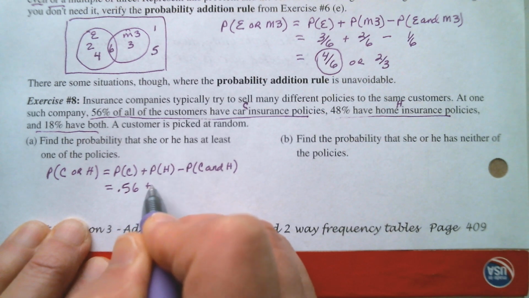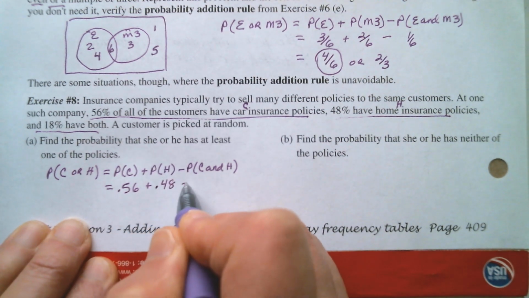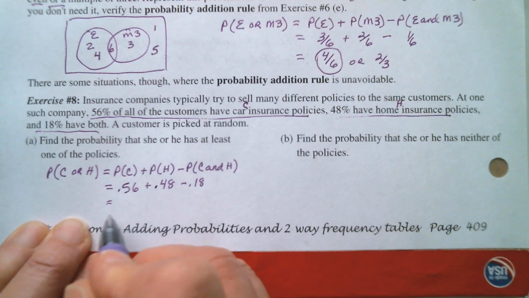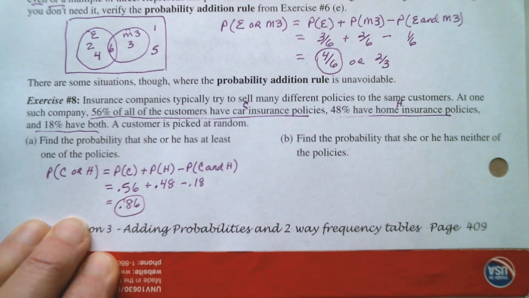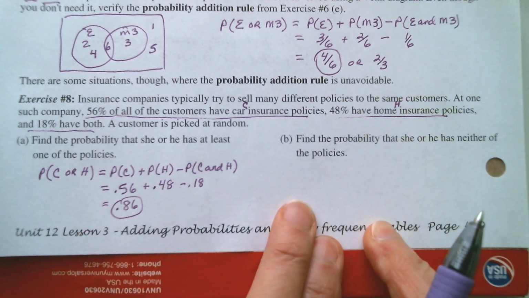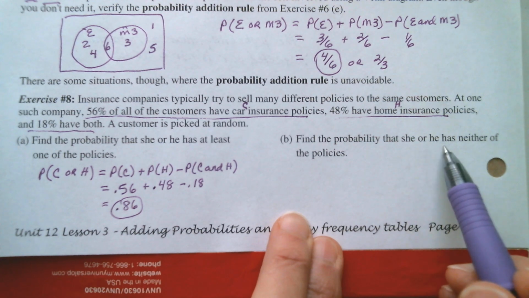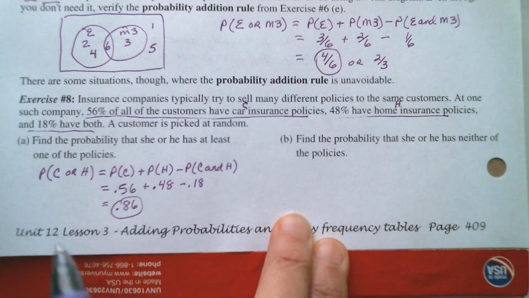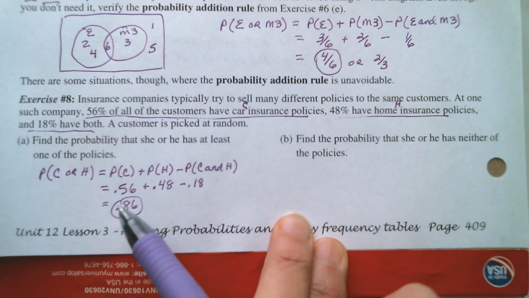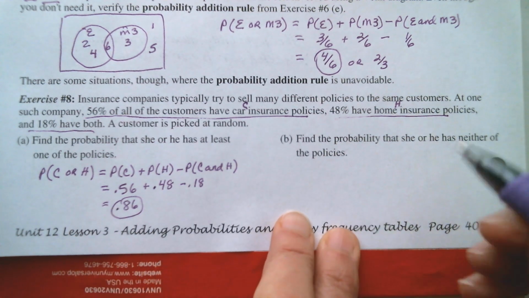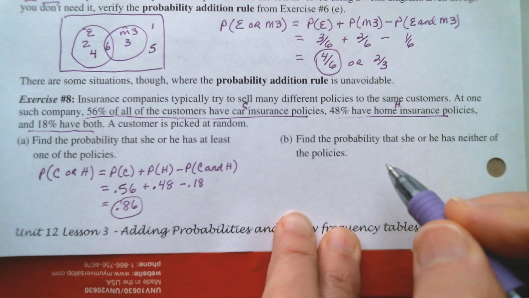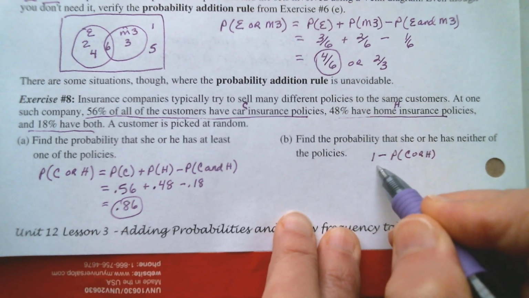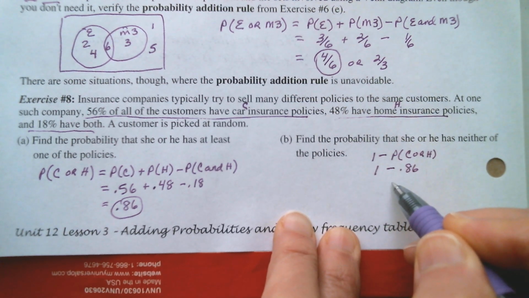0.56 plus 0.48 minus 0.18. So 0.86. Find the probability that she or he has neither of the policies. Oh, well, this is the or, so neither would be everything outside of that. So this would be one minus 0.86, which is 0.14.